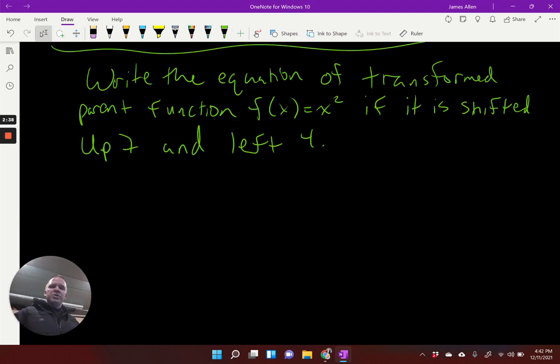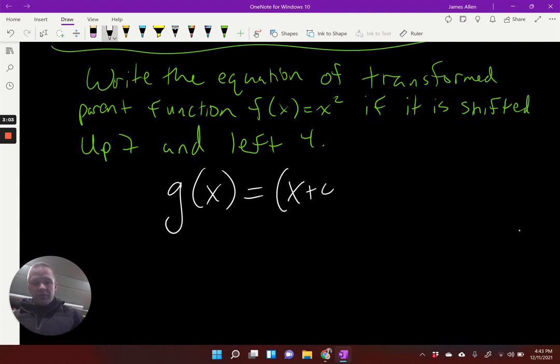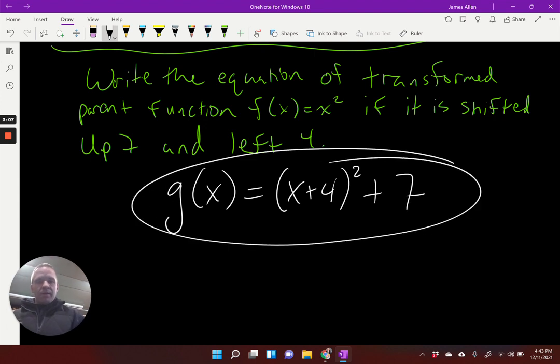We got write the equation of the transformed parent function. I had a tough time wording this one. If it is shifted up 7 and left 4. So we're taking a quadratic and we're going to shift it up 7 and shift it left 4. I apologize for the wording. Trying to do this quickly on the fly here for you. So let's say this is going to be our g of x function. It's going to be the one that's transformed. If I'm going up 7, that's adding 7 on the outside, and left 4 is adding 4, x plus 4, on the inside of the function. So we'd end up having that.